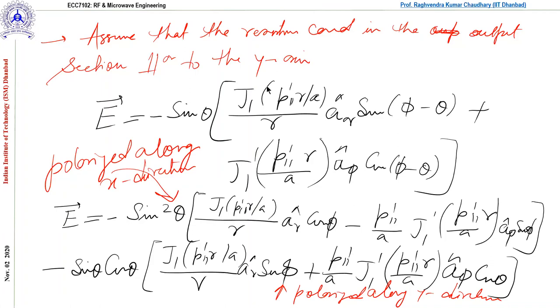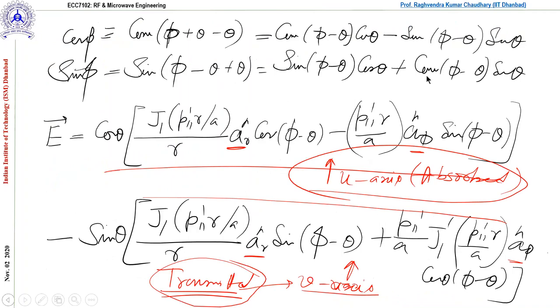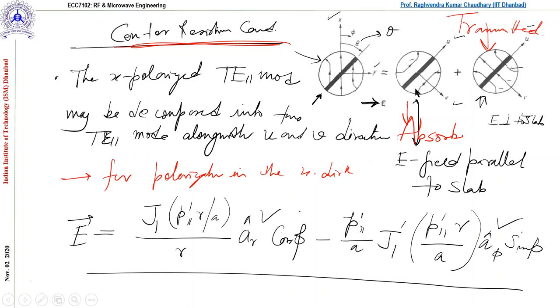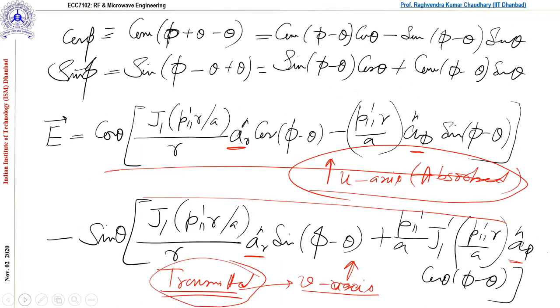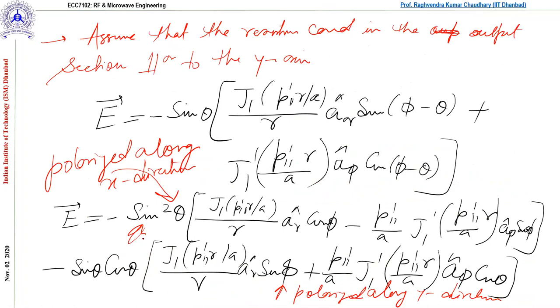Okay, fine. Now what we can conclude actually. As I showed, I can show you that picture actually. So in this picture you can see that the E field is parallel to the slab, and this is normal to the slab. Now, what we did actually, we decomposed the electric field component in x and y direction, correct? So what we can say, the transmitted field at the output section would be the first term, which we just solved. So this is polarized in x direction.